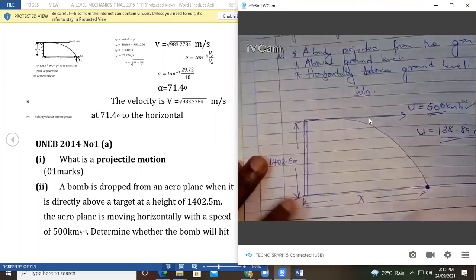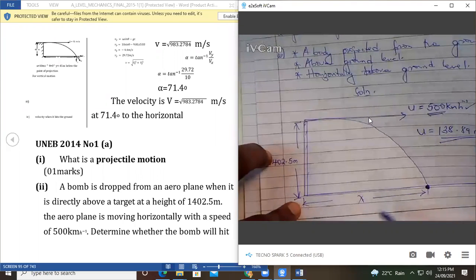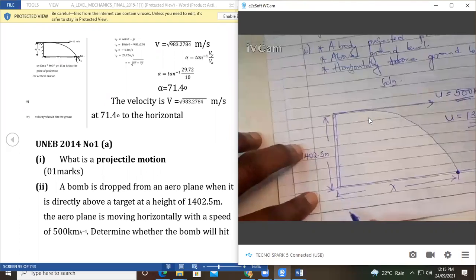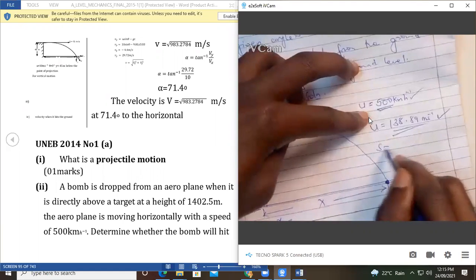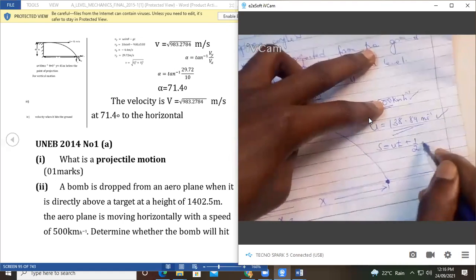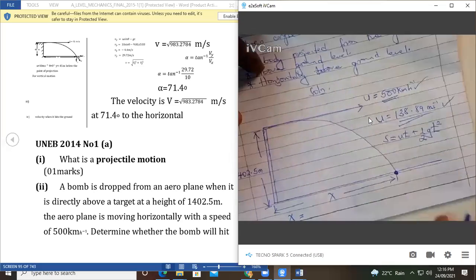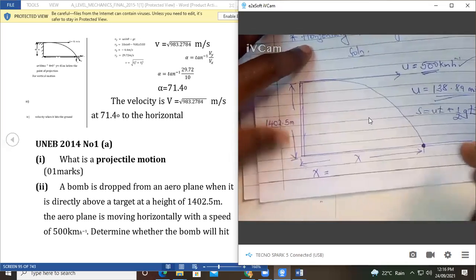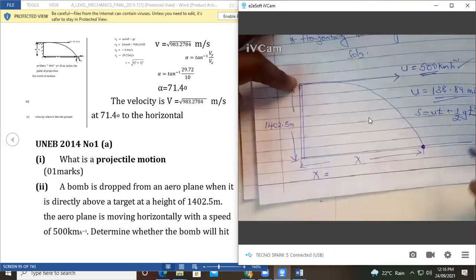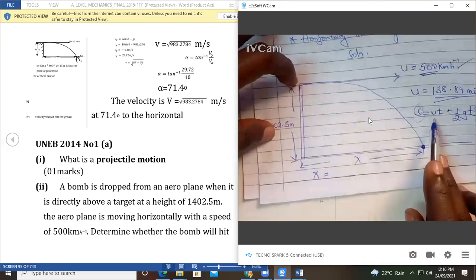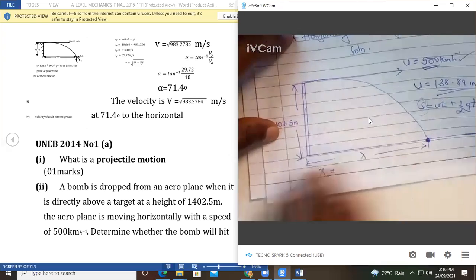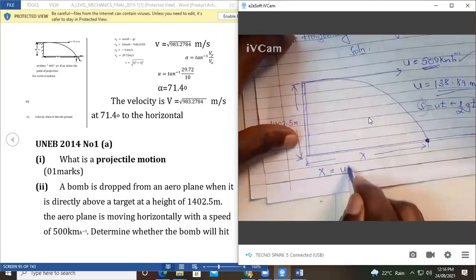Now calculate for me this distance. How do you calculate that distance? We know that distance is given by S equals UT plus or minus one half g t squared. This is horizontal motion. Since this one is coming down, acceleration due to gravity must be positive. So the distance X is going to be equal to our initial horizontal velocity U, which still remains, so we shall have UT.